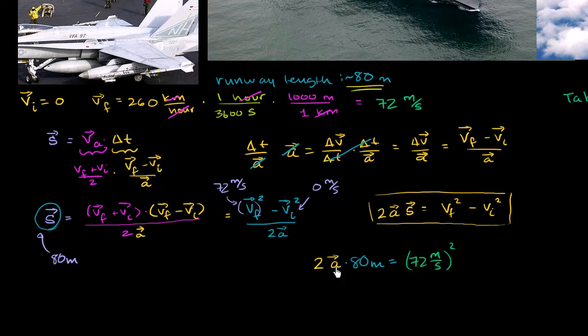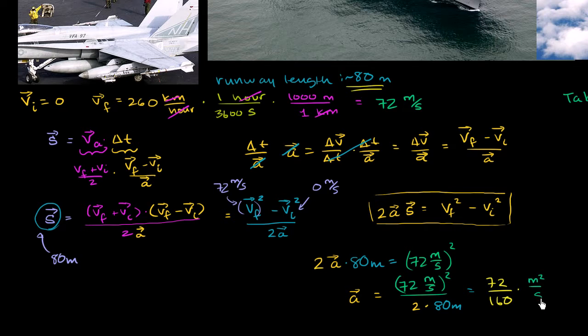So this is the same thing as 160 meters. Well, let's just divide both sides by 2 times 80. So we get acceleration is equal to 72 meters per second squared over 2 times 80 meters. And what we're going to get is 72 divided by 160 times, in the numerator, meter squared over second squared.